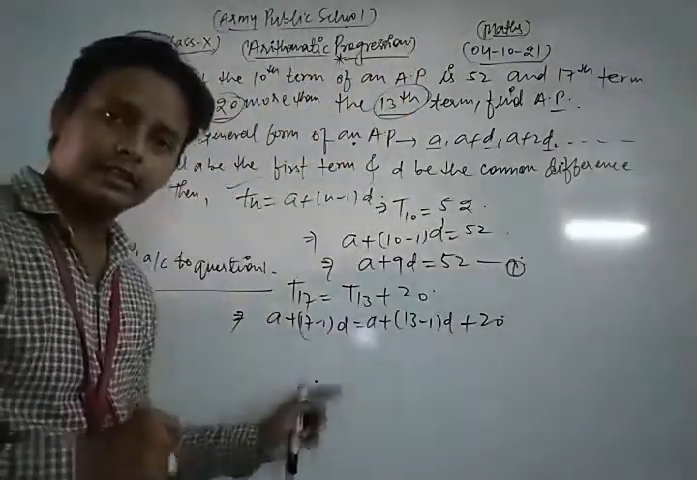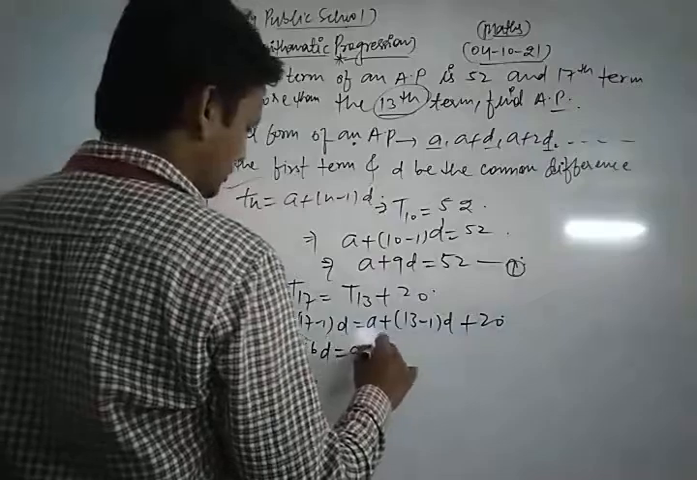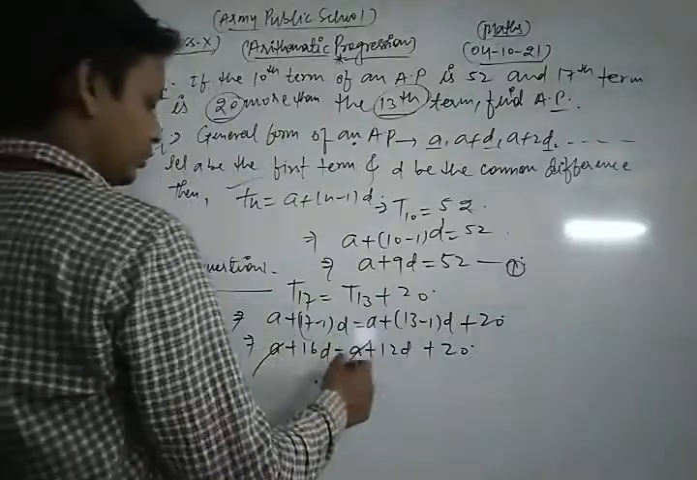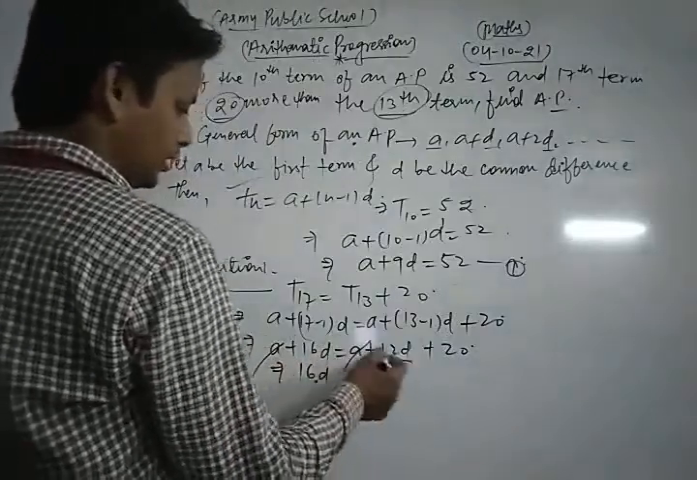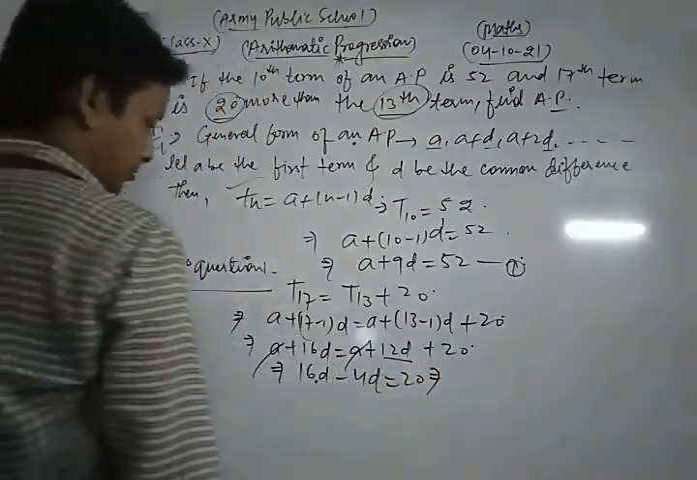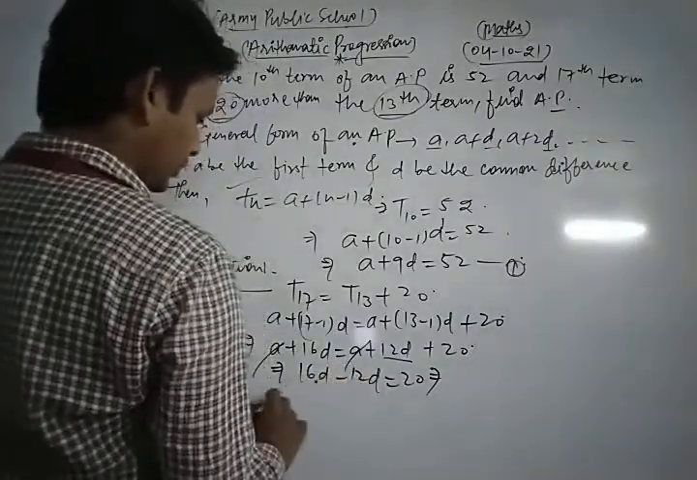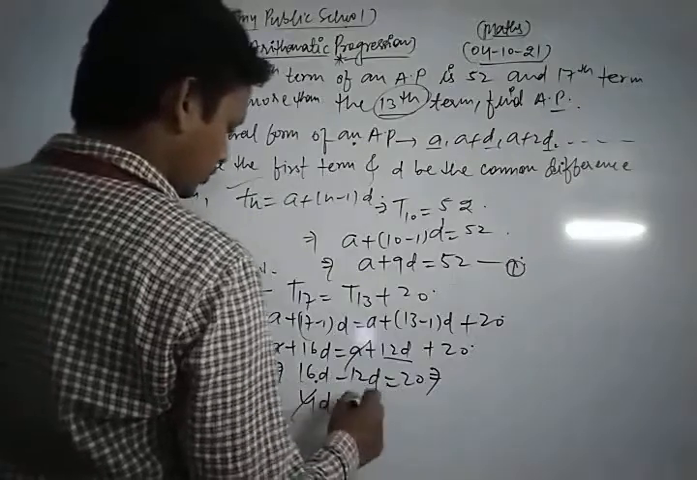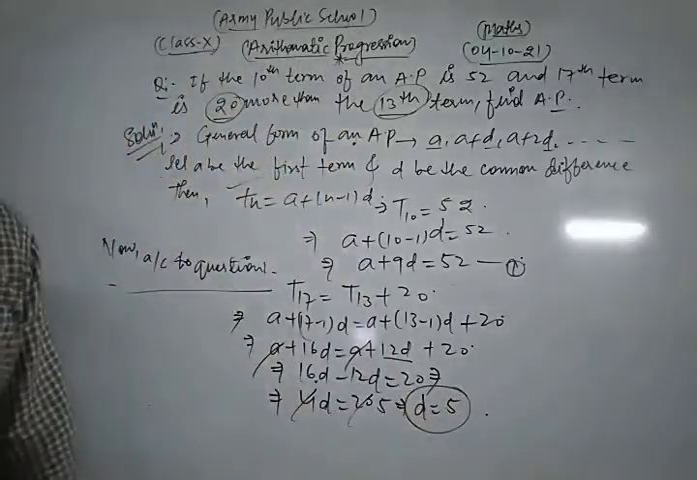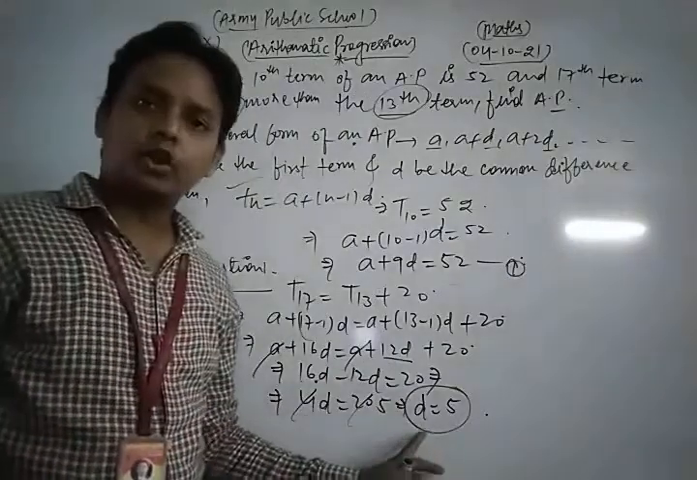Now we simplify that relation, so we get a plus 16d is equal to a plus 12d plus 20. Here a cancels on both sides. Now we transfer 12d to that side: 16d minus 12d is equal to 20. So this is 4d is equal to 20, so the value of d is equal to 5. In this way, we find the value of the common difference of the given AP.